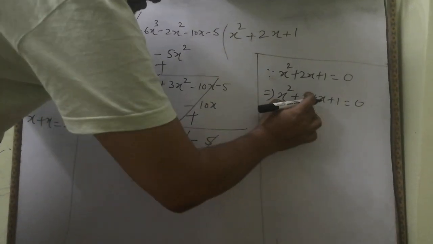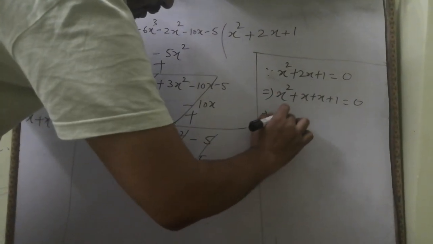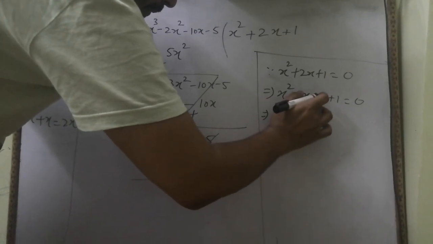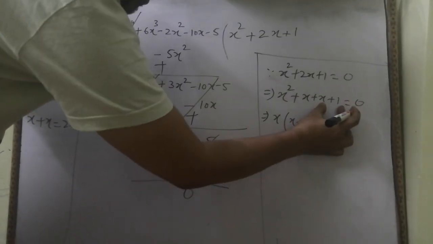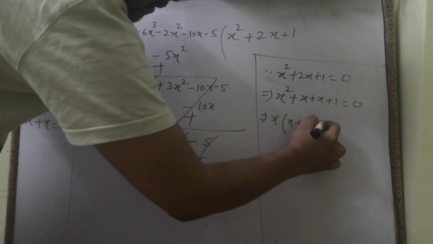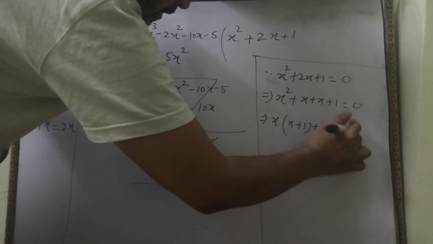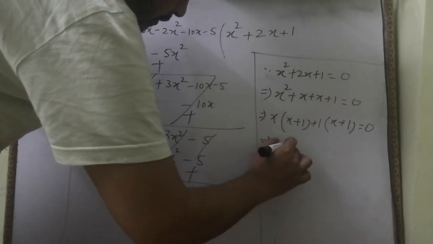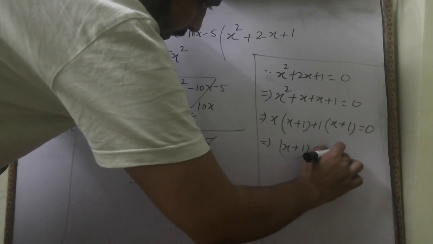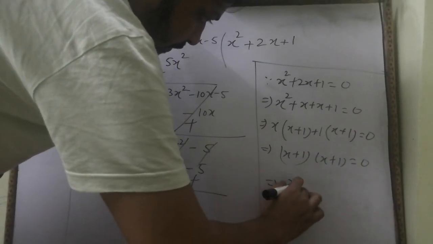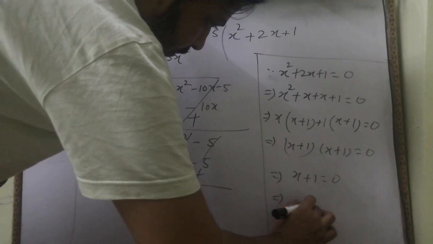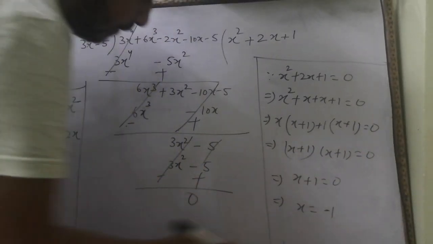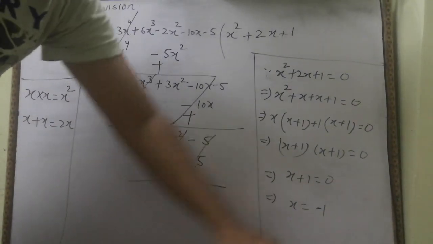So take the common in both. Put x common, x plus 1. Here take the plus sign first and try to take common from these two. Nothing will be common, so take 1 and write the same term as here, x plus 1. So x plus 1 into x plus 1 is equal to 0. Here x plus 1 is equal to 0 and x is equal to minus 1. We will not write x plus 1 again because both are the same term. Just we write x is equal to minus 1. As we have seen, the value of x is minus 1.